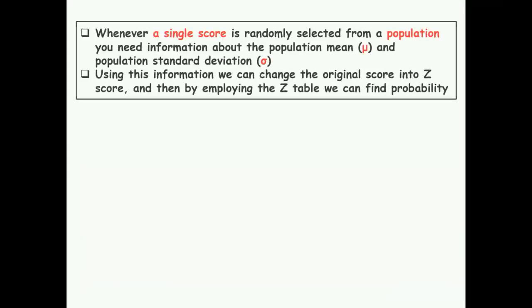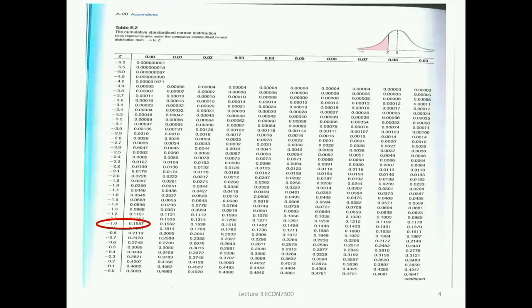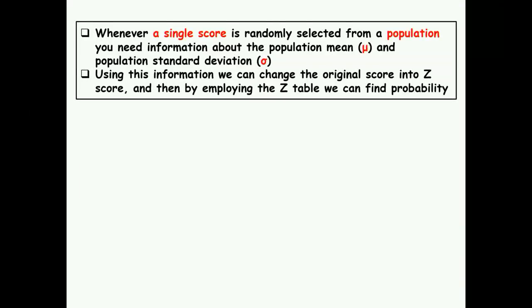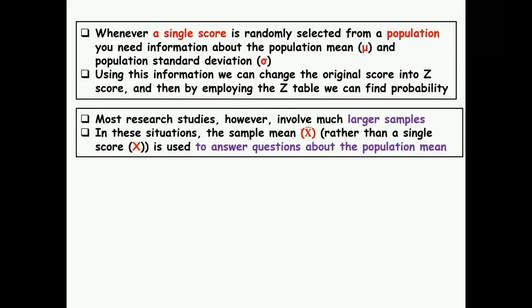So, the sampling distribution. Whenever a single score is selected from a population, you need information about the population mean and population standard deviation. Use that information in order to get the Z value. Once you get the Z value, you go to the table, and you tell me the probability. That's what we did. But most of the time, we don't pick one student, we take a sample.